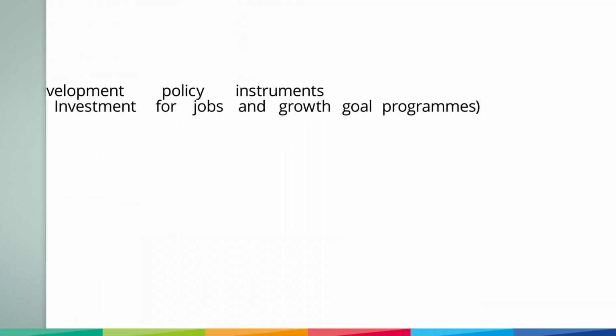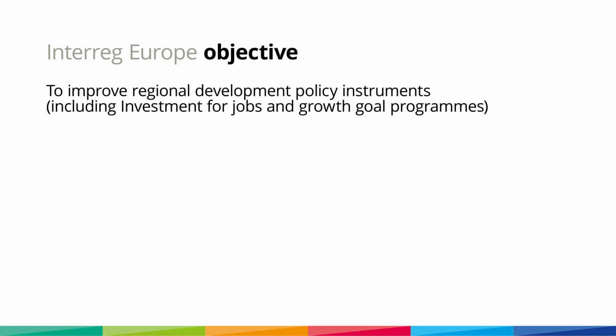If we go now to the objective of this program and the way to achieve this objective. According to the regulation for Interreg Europe, this program is there to improve regional development policies. We call them in our jargon regional development policy instruments, and I'll come back also a bit later on this notion of policy instrument. This is a very ambitious objective, as you can see. And how do we achieve this ambitious objective?